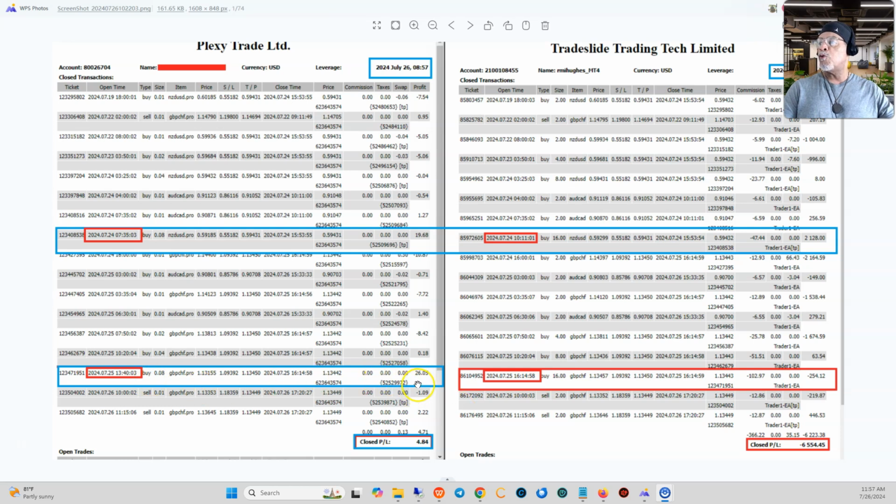Here, $26. It should have profited me. This $26 on the Plexi Trade account, on the Master Trader account, should have given me around $5,200 on my trade copy account, on the Darwinex account. Let's see what happened. Instead of me getting $5,000 over here, it was a negative $254.